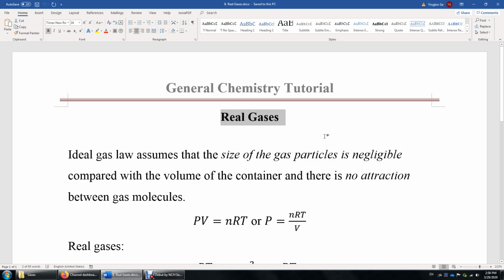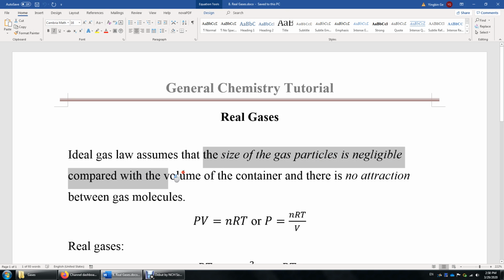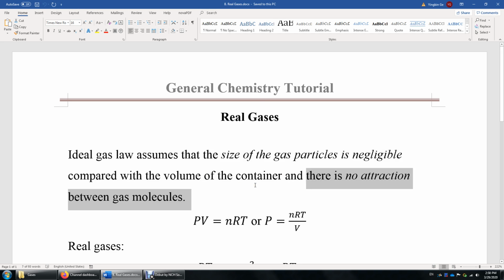In this video, I'll talk about real gases. First, let's review ideal gases. The ideal gas law, PV equals nRT, is based on two assumptions. First, the size of the gas particles is negligible compared with the volume of the container of the gas. Second, there is no attraction between gas molecules.